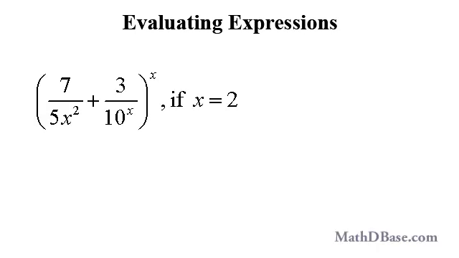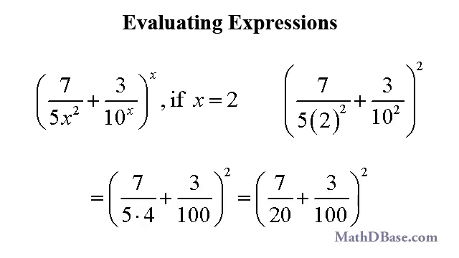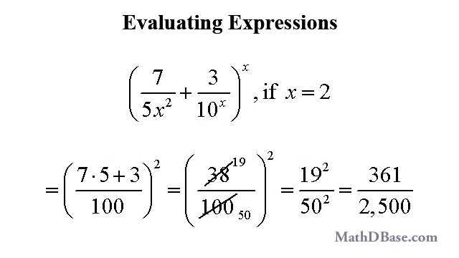Given this expression, replace x with 2, then simplify. Replacing x, we can reduce the numerical expression to 7 over 20 plus 3 over 100, quantity squared. The LCD is 100, so the sum of the fractions reduces to 38 over 100 squared, which we can reduce to 19 squared over 50 squared, and then 361 over 2,500 after squaring.